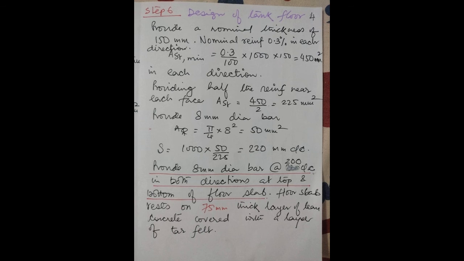Now providing half the reinforcement near each face, half the reinforcement means 450 by 2, 225 millimeter square. Now if you provide an 8 millimeter diameter bar, the area of one bar is equal to 50 millimeter square. So the spacing comes out to be 220 millimeter center to center. So provide an 8 millimeter diameter bar at the rate of 200 cc, let us say, in both directions at the top and the bottom of the floor slab. And the floor slab is resting on a 75 millimeter thick layer of lean concrete covered with a layer of tar felt. Next we will see the design and the drawing details of the slab.